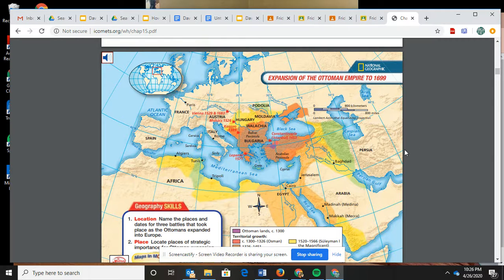And then outside of this picture over here is the Mughals. This would be right where India is. And the Mughals were where Hindus were ruled by Muslims.